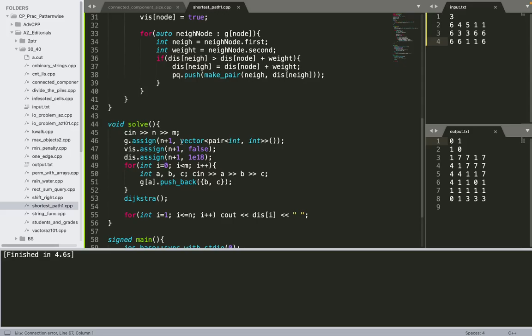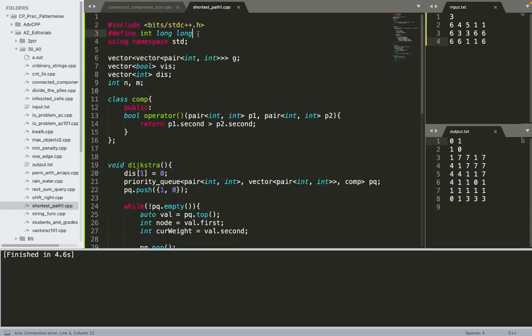Okay. So initially we take n and m, the number of nodes and number of edges, and we initialize the visited array and the distance array. Here also, we have redefined int as long long. So wherever you see int, it is basically long long, due to the reason I said while reading the question.